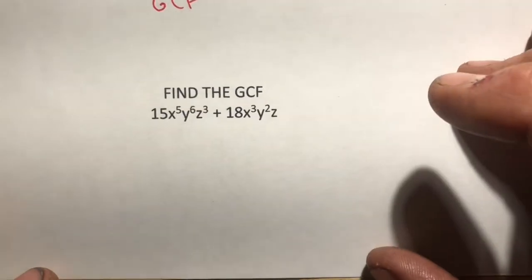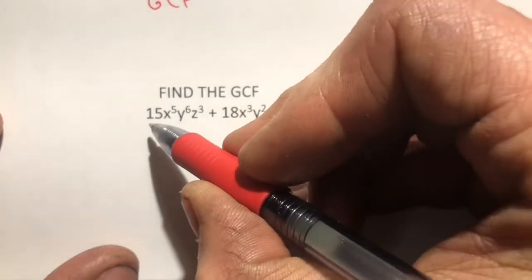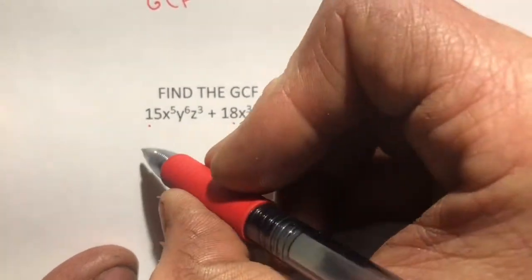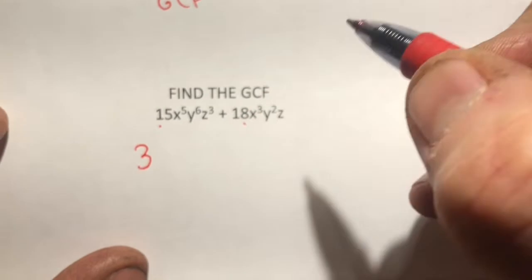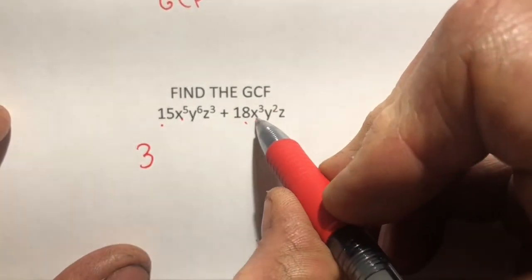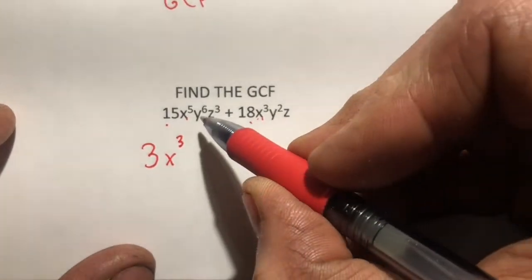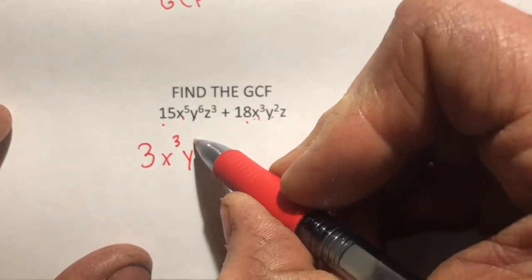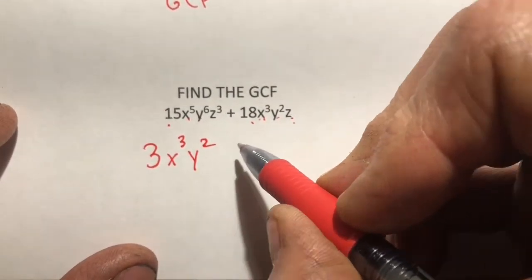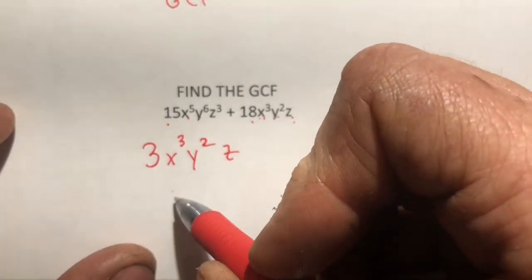All right, one more here and then we'll be finished. 15 and 18 are my numbers. My greatest common factor for that is a 3. Look at my x's. I've got an x^3 here. That's the smallest. I can't pull out any more than that. y^6 and y^2. y^2 is the smallest. And then z, I got a z here. That's my greatest common factor right there.